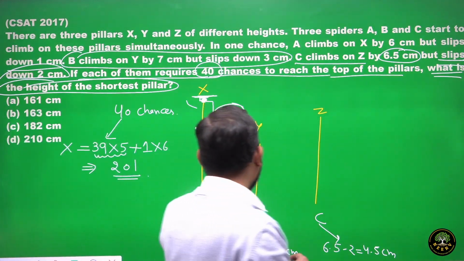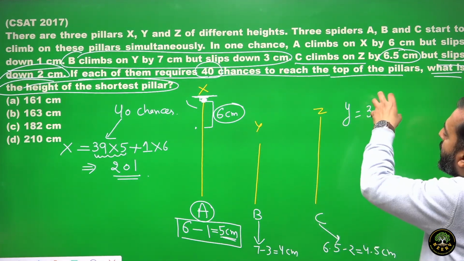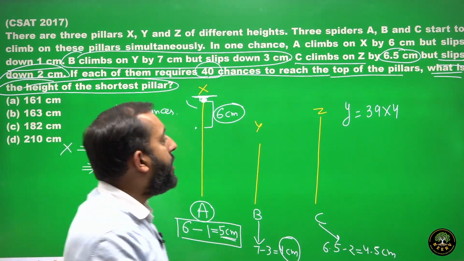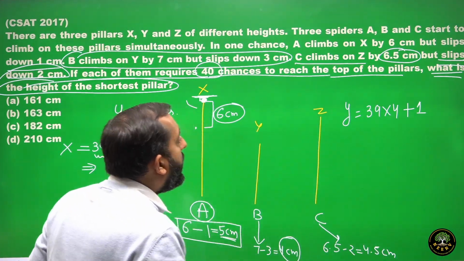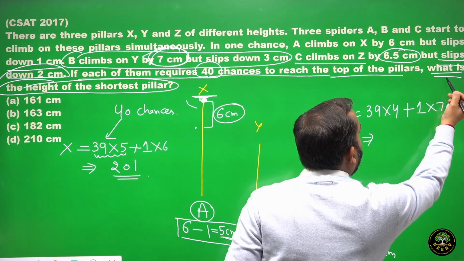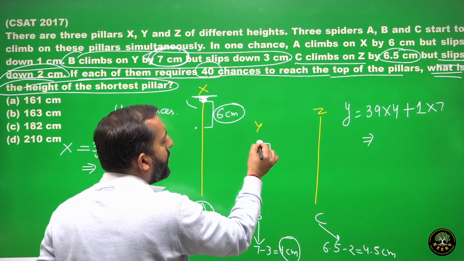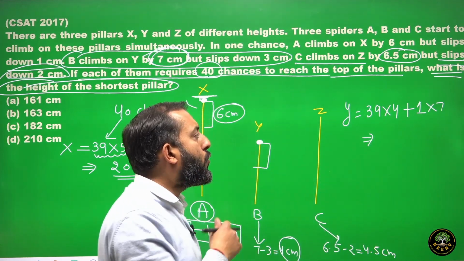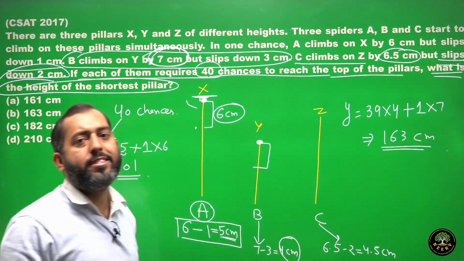Now let's talk about the height of pillar y. In the case of pillar y, in 39 chances, this ant will use what? 4 centimeter, the effective height it is climbing, and in the last chance the ant will not use this effective height, the ant will utilize the total climb, or in the last chance this ant will climb by 7 centimeter. Why so? Because as soon as this ant jumps 7 centimeter, it will get hold of the topmost point of pillar y. As soon as it gets the hold of the topmost point of y, it will not slip. So that is why this is the scenario here. So 39 into 4, 40 into 4 is 160 minus 4 is 156 plus 7 is 163. So the height of pillar y is 163. Please make a note of it.